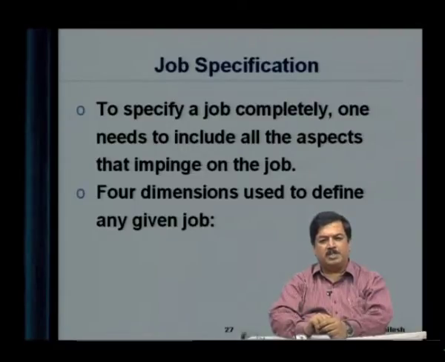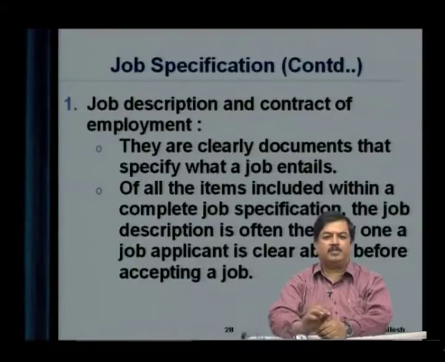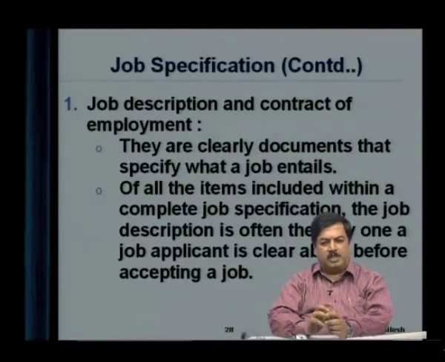The job specification is the next step. The job specification is to specify completely what we are talking about. Completely means one needs to include all the aspects that impinge on the job and then use this specification for various other activities. Four dimensions used to define any given job are the following: the job description and the contract of employment. They are clearly documented and specify what this job entails.